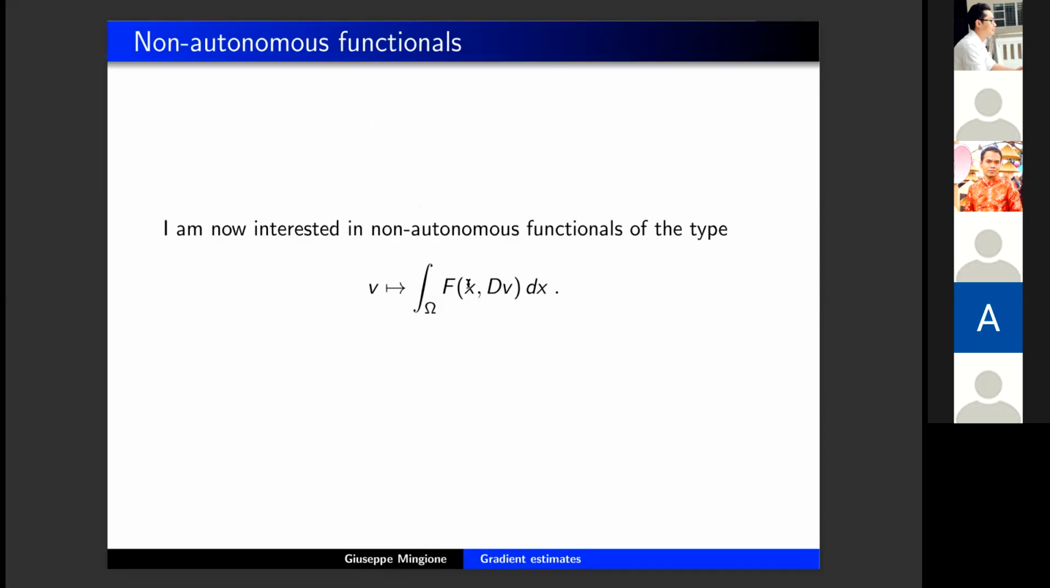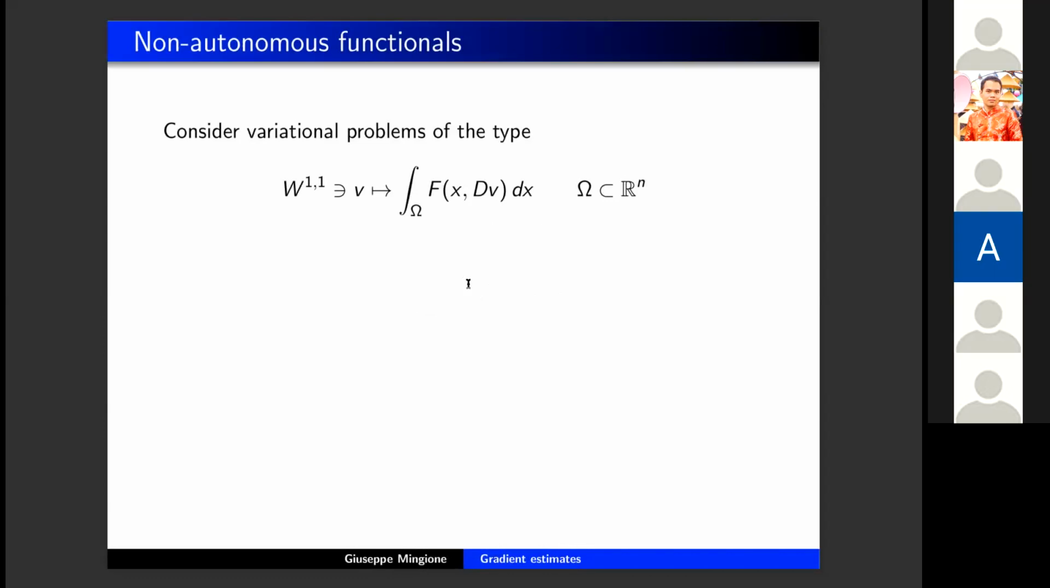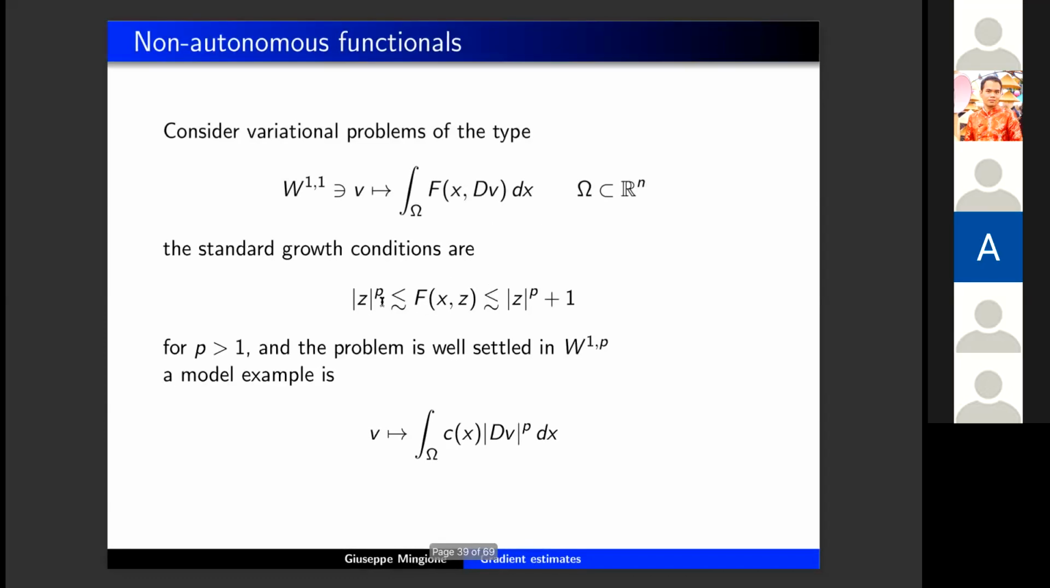So let me go back and let me recall a few results that are by now classical in the standard uniformly elliptic setting. So you get a non-autonomous functional of this type, and then now you prescribe standard growth conditions. So it's P, P. So in particular, an example is given by a coefficient affecting dv to the P.